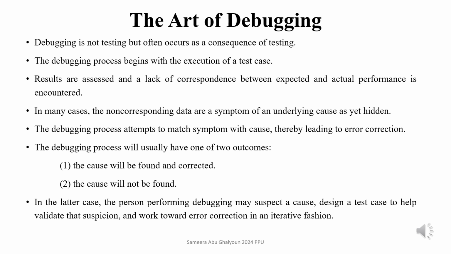The debugging process will usually have one of two outcomes. 1. The cause will be found and corrected. 2. Cause will not be found. In the latter case, the person performing debugging may suspect a cause. Design a test case to help validate that suspicion and work toward error correction in an iterative fashion.